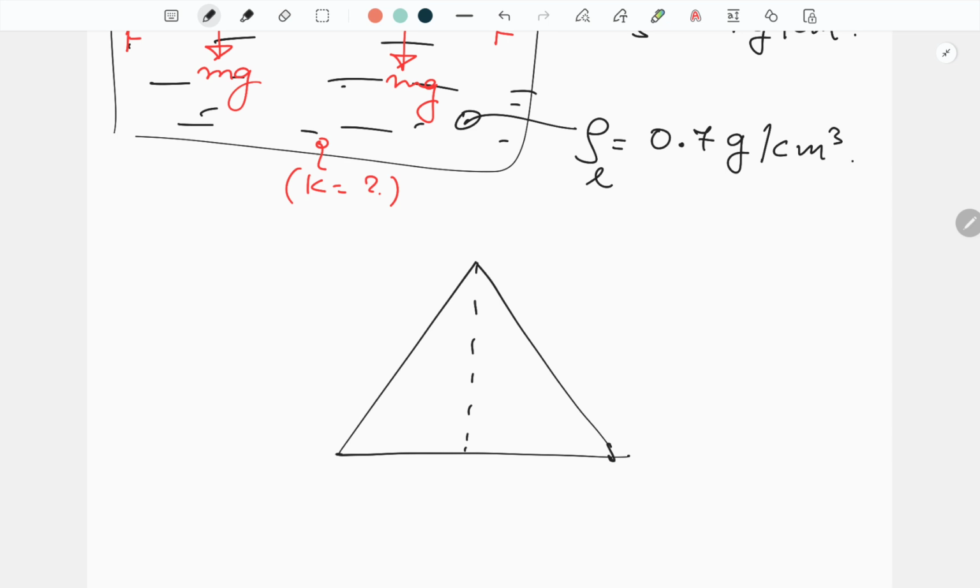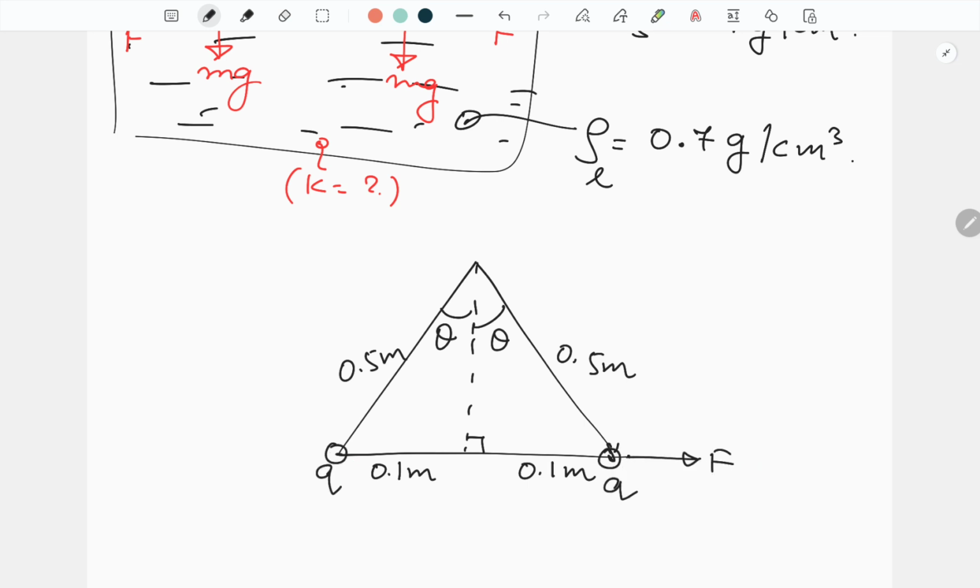In the question, I think the length of a string is 0.5 meter. If the total angle is 2 theta, this becomes theta and theta, and this is 0.5 meter. This is 0.5 meter. So this will become 0.1 meter, 0.1 meter, and here charge q is there, here charge q is there.